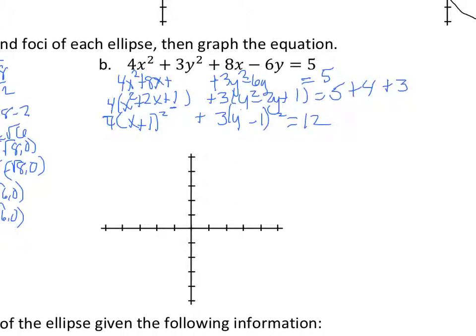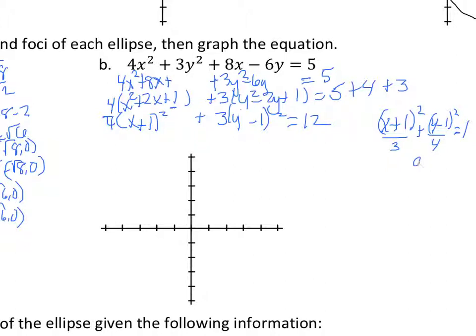So then we get x plus 1 squared over 3 plus y minus 1 squared over 4 equals 1. Now we're ready to roll. Now we're in our graph-friendly form. So, major axis, horizontal, vertical? It is vertical, correct.